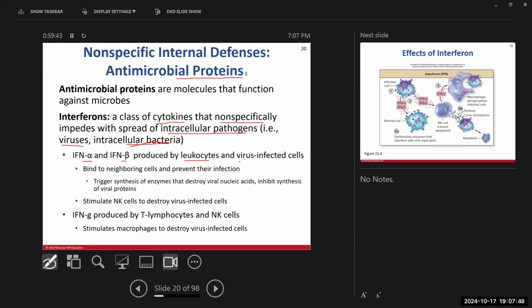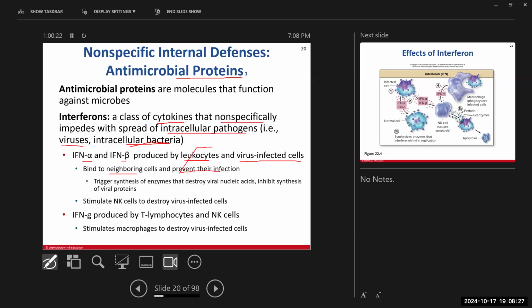This also makes it helpful for us when we have cells that are infected by a virus. Those cells will produce these chemicals, these cytokines, which is good because they almost act like a signal flare of some sort. When we're talking about interferon alpha and interferon beta, these cells will release these interferons, and they'll go to the cells right next door, and it helps to prevent their infection. I'll show you a picture here in a second.